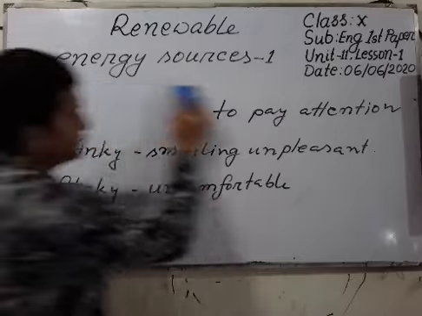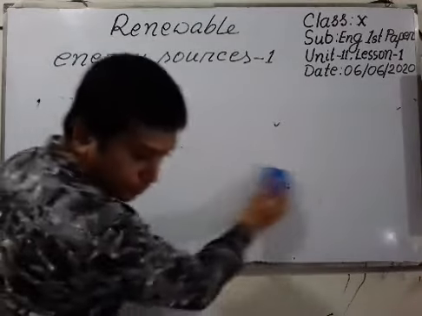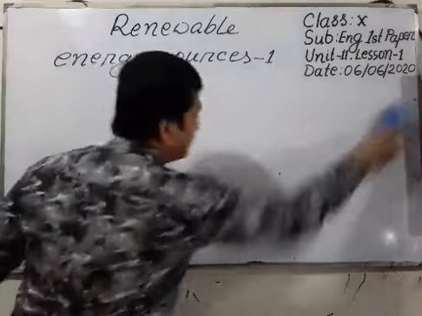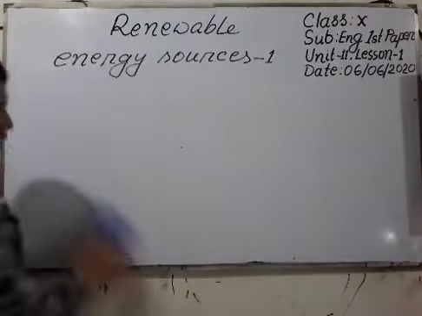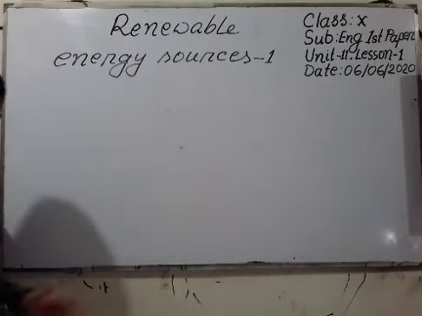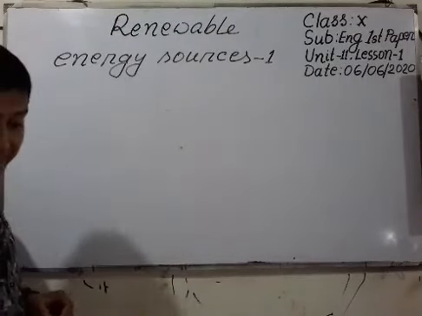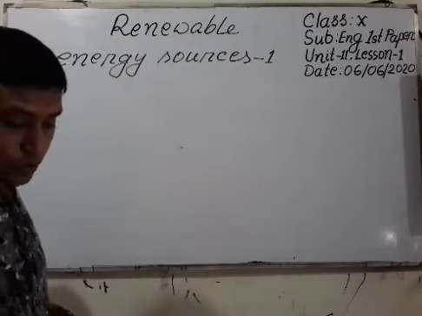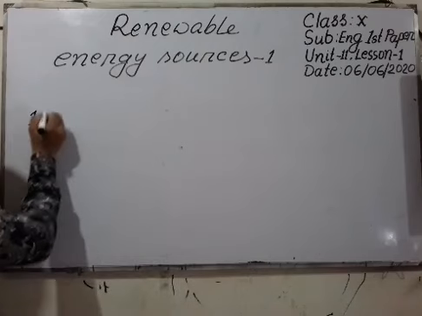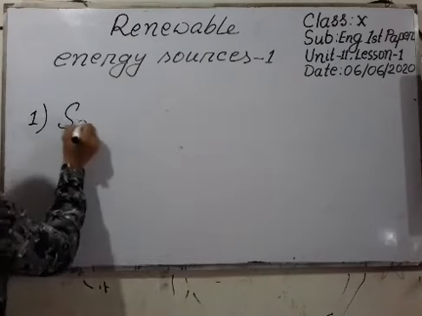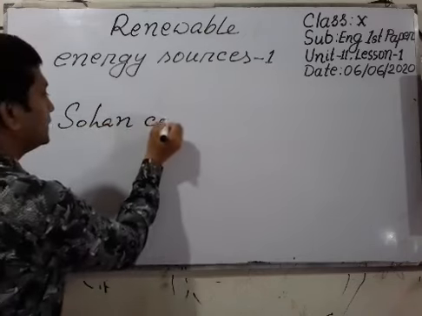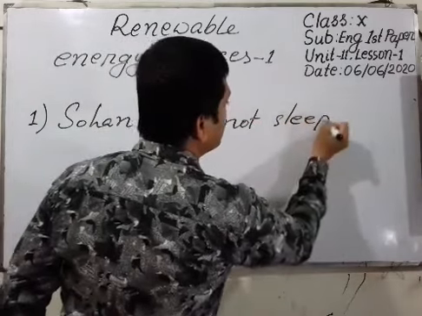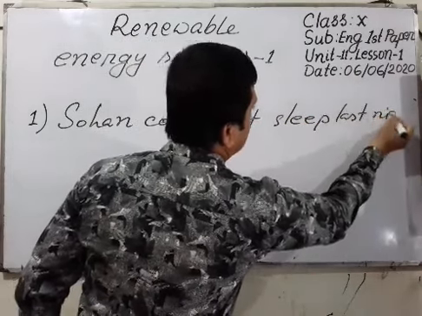Okay, dear students, now look at the book at your page 140. There are some questions. Let's learn and write the answer of the question. Question number 1: what happened to Sohan last night? You'll find the answer of the question at the first sentence of the passage, that last night he could not sleep. Number 1: Sohan could not sleep last night. Okay.